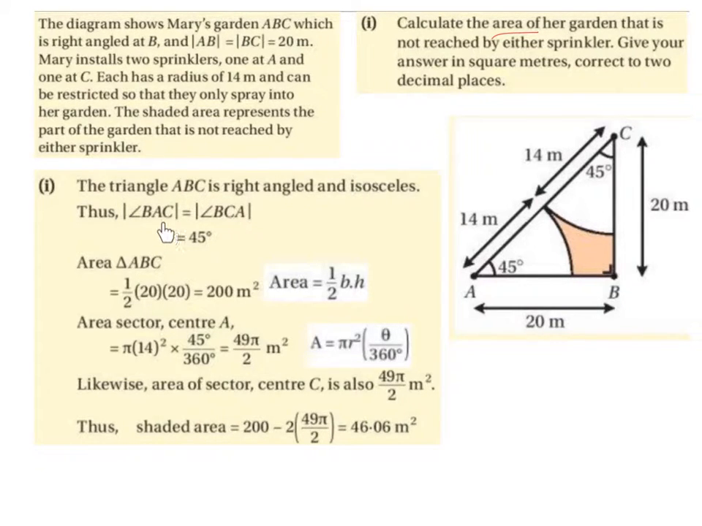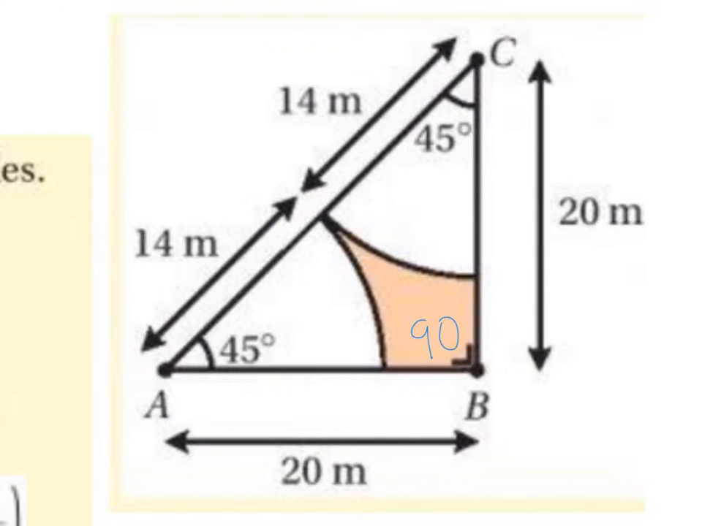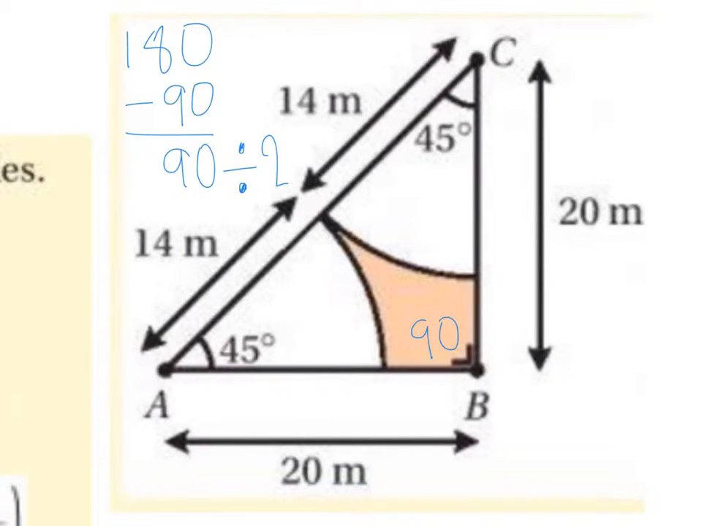Thus, the angle BAC is going to be equal to the angle BCA, which is going to be 45 degrees. The triangle must add up to 180 degrees. We know this is 90. And we know that this length is equal to this length, so this angle must be equal to this angle, because it's an isosceles triangle. So 180 take away 90 leaves us with 90, and 90 divided by 2 is 45. So this angle is 45 degrees, and this angle is also 45 degrees.